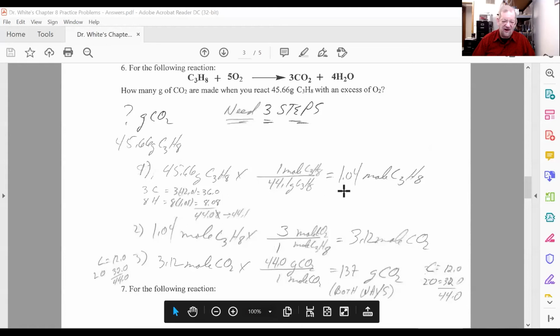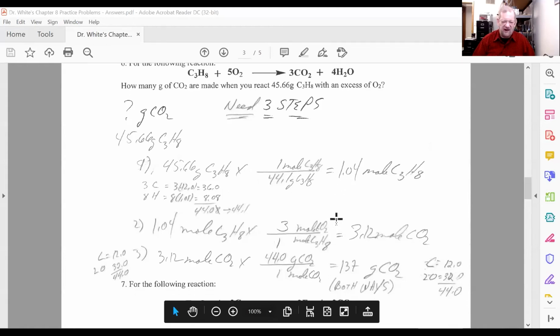So I round this off to 1.04. Now we have to do the second step. Whatever we have moles of A, propane, we're going to convert to moles of B, the answer we're trying to get, CO2. So I have moles of propane. I have moles of CO2.